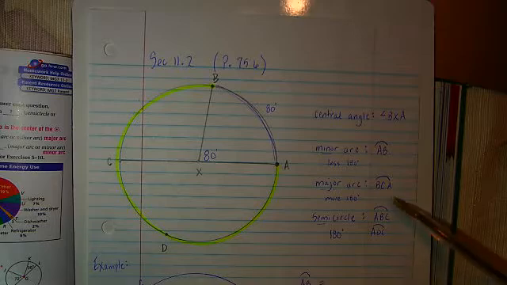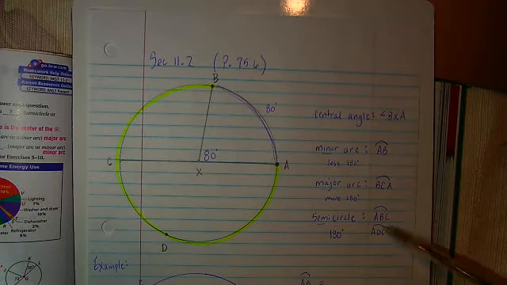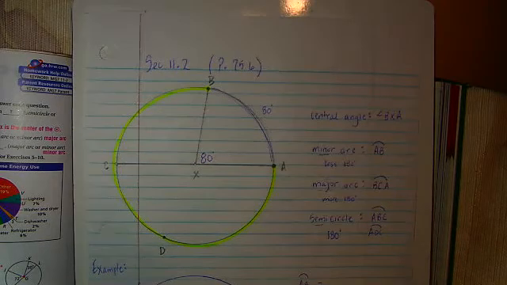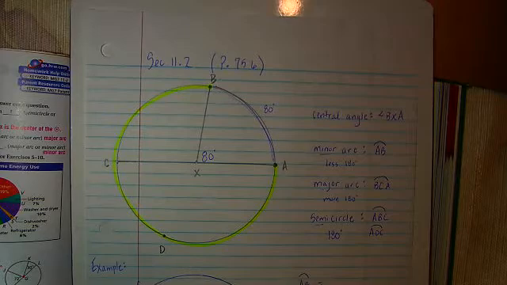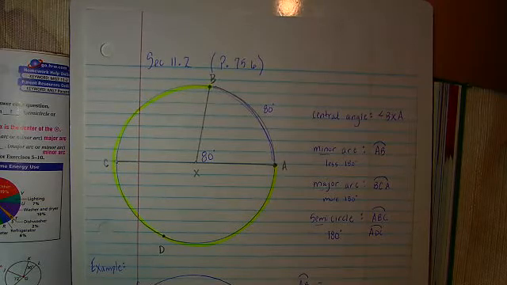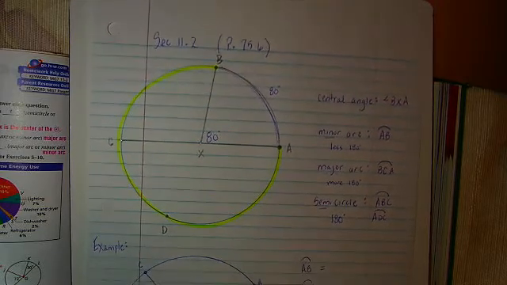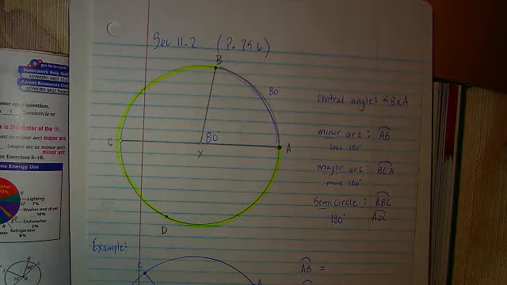So that's why for both the major arc and the semicircle, you always have that letter in the center, in the middle there, to kind of tell you which direction you're going to follow along the circle. All right. Okay. And again, those definitions are on page 756.